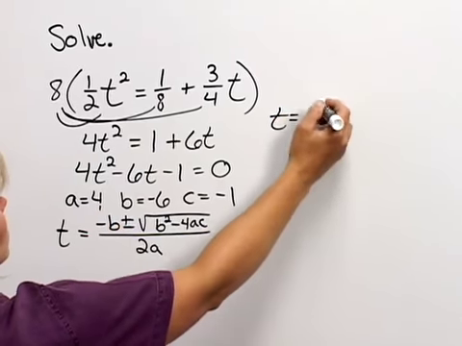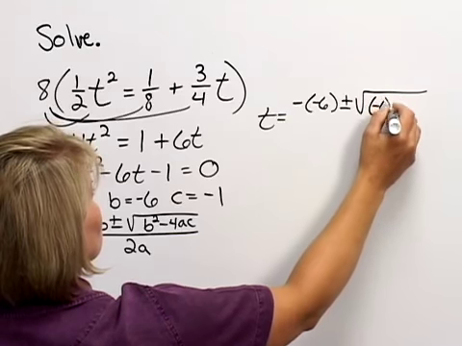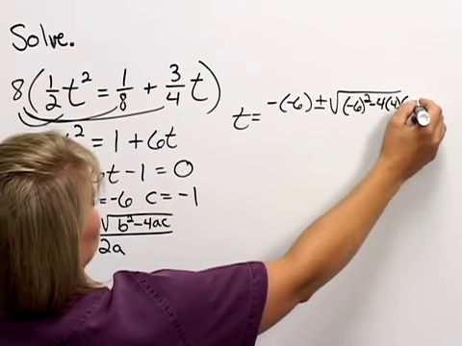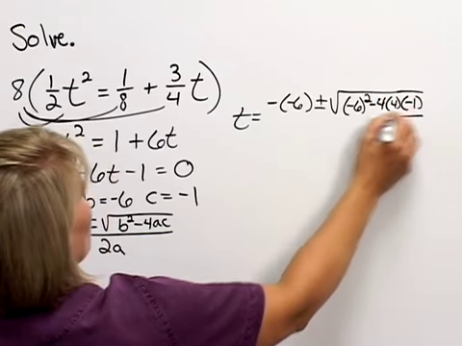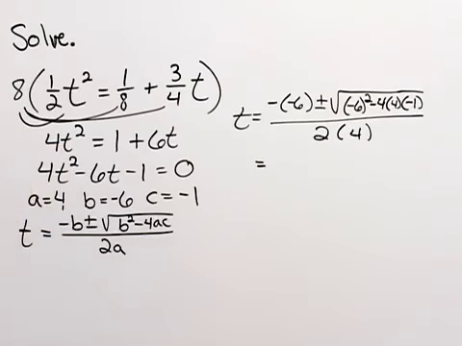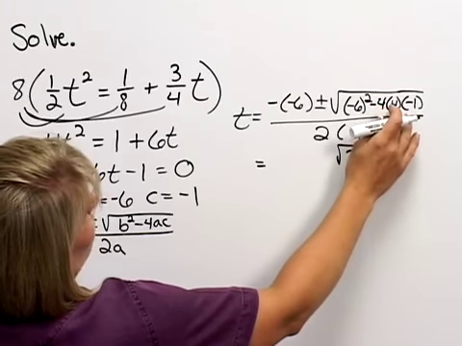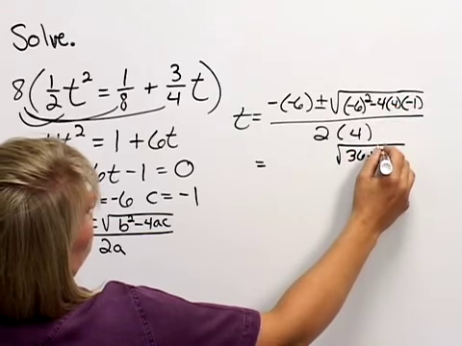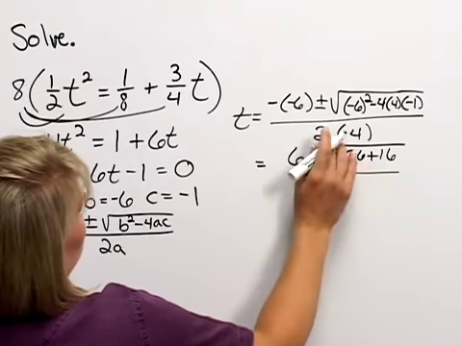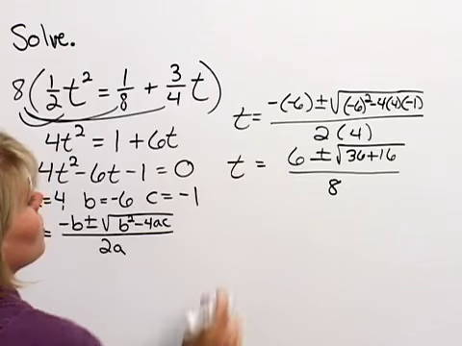That will give us t equals the opposite of our b, which is -6, plus or minus the square root of -6 squared minus 4 times our a, which is 4, our c, which is -1, all over 2 times our a, which is 4. We'll start by simplifying underneath the square root, and -6 squared is 36. And -4 times 4 is -16 times -1 is a +16. In front here, the opposite of our -6 is 6, and in the denominator, 2 times 4 is 8. And that's what our t is going to equal.